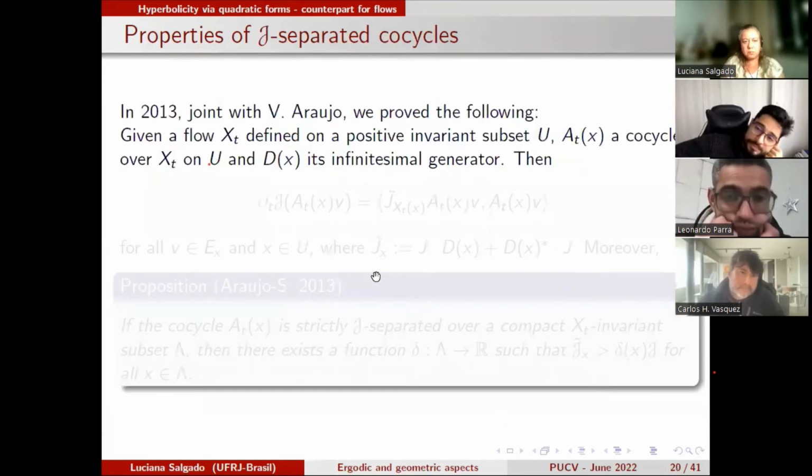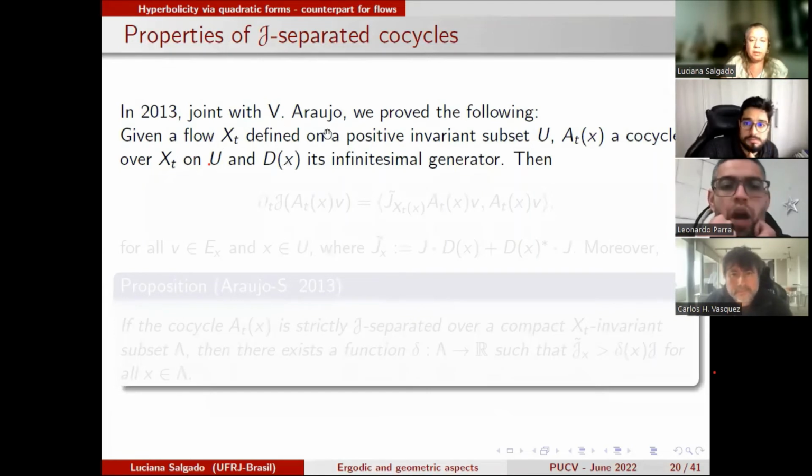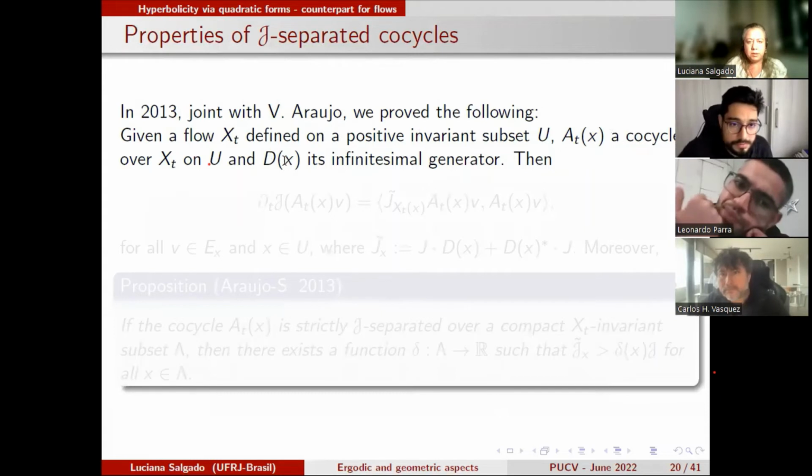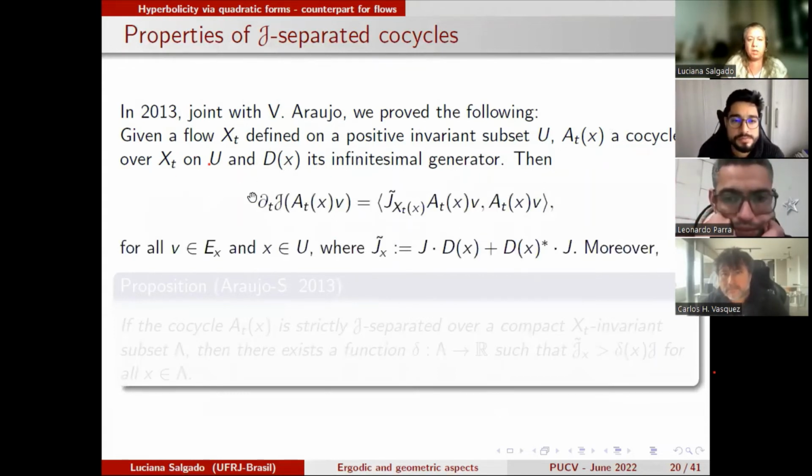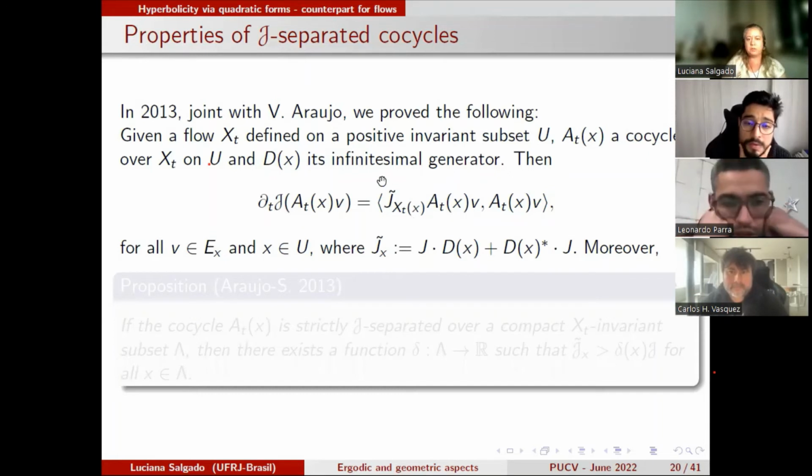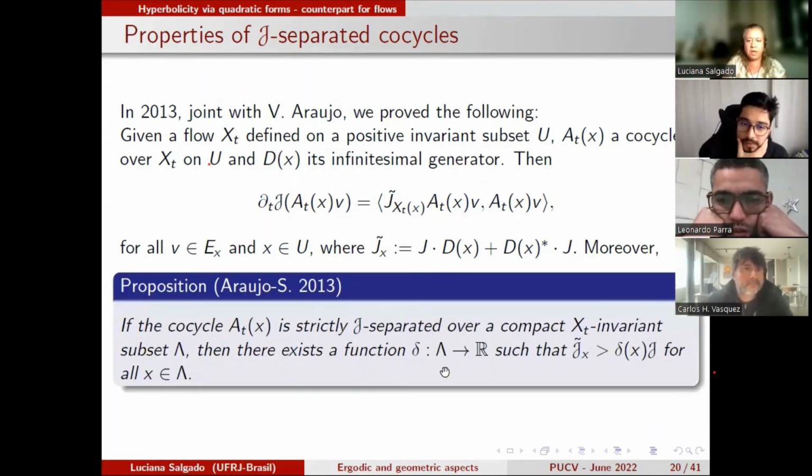So, joint with Vito, we proved the following result. We have a vector field, a cocycle over the vector field, and the infinitesimal generator of the flow. We take this time derivative of the quadratic form, where this operator J tilde here is like this by using the infinitesimal generator, and we have proved this relation. If the cocycle is strictly J separated, then there exists this function delta such that this J tilde is greater than delta times J.